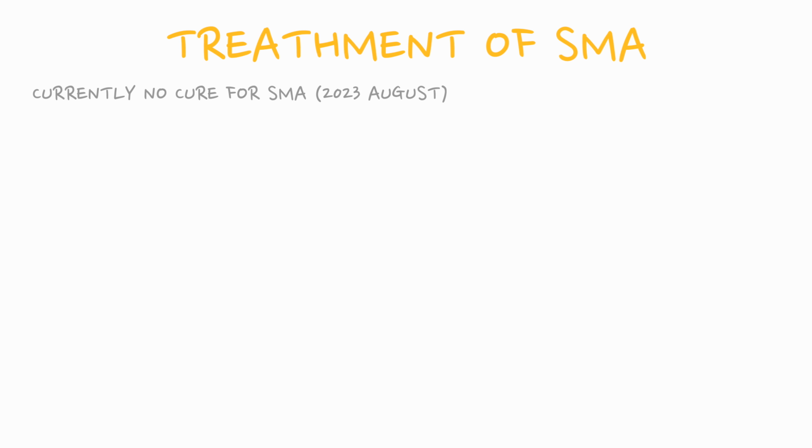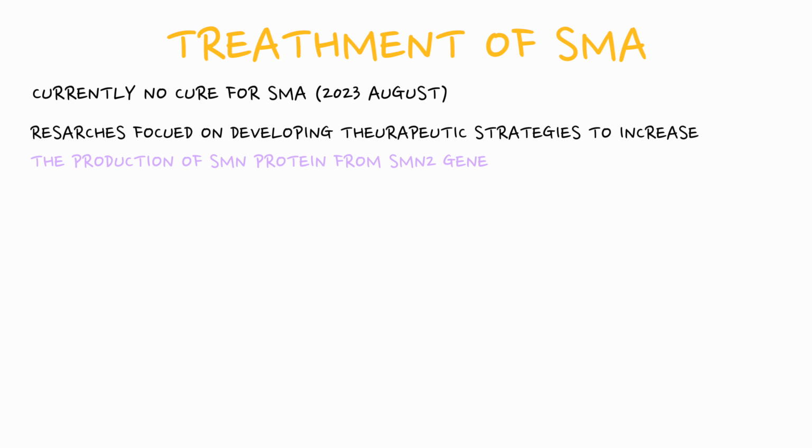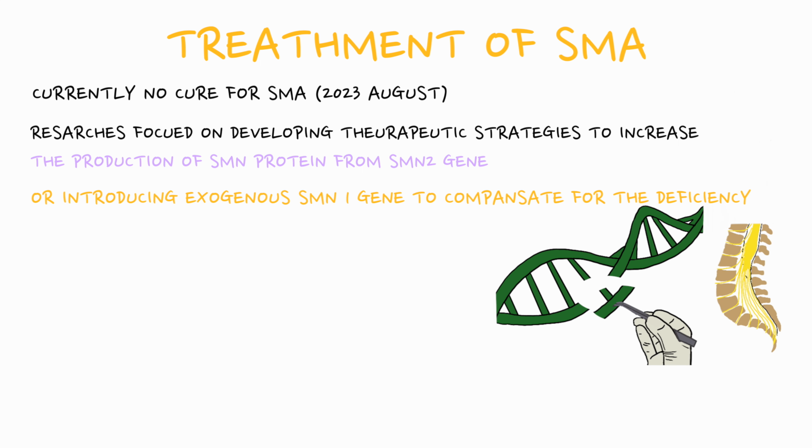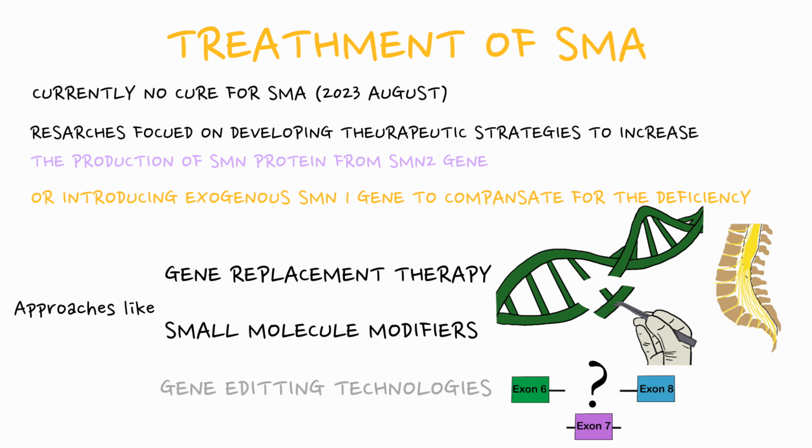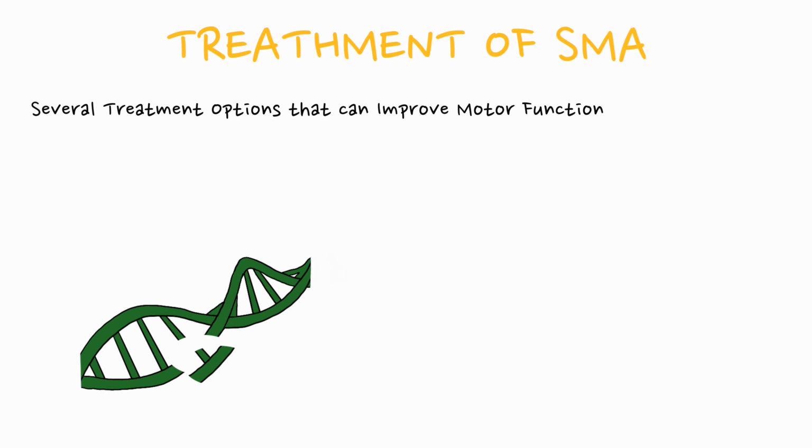While there is currently no cure for SMA, research efforts are focused on developing therapeutic strategies to increase the production of functional SMN protein from SMN2 or introduce exogenous SMN1 to compensate for the deficiency. Approaches like gene replacement therapy, small molecule modifiers, and gene editing technologies hold promise for improving motor neuron function and ameliorating SMA symptoms. There are several treatment options available that can improve motor function and quality of life for patients.